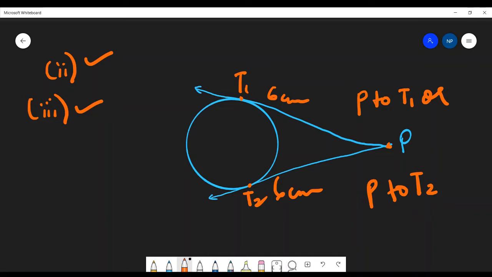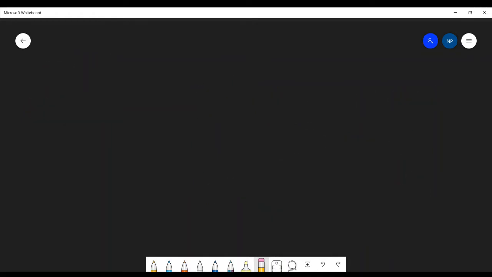Now, with the help of a theorem, we are going to prove that the lengths of the tangent taken from an external point to a circle are equal. So, let us begin with our theorem 10.2. Theorem 10.2. It says the lengths of a tangent drawn from an external point to a circle are equal. The same diagram we are going to write over here.